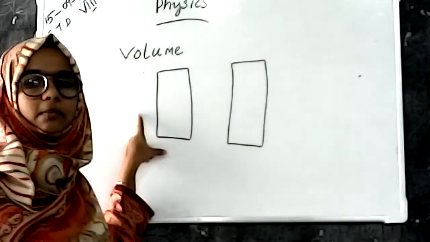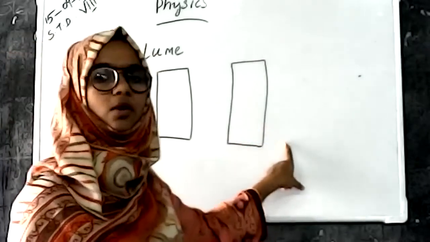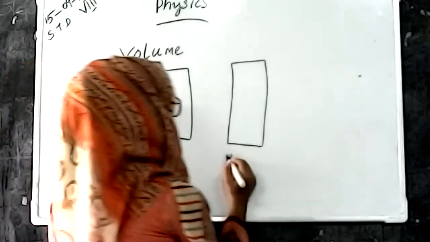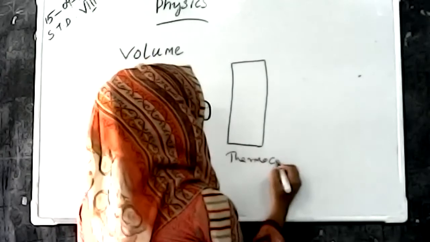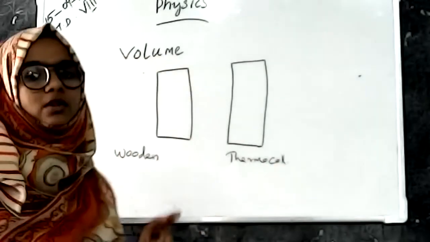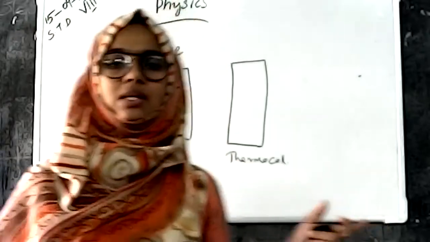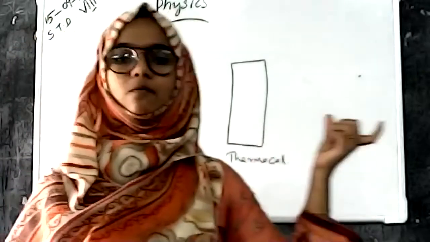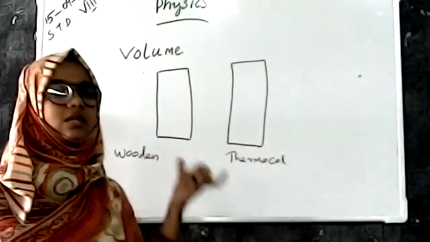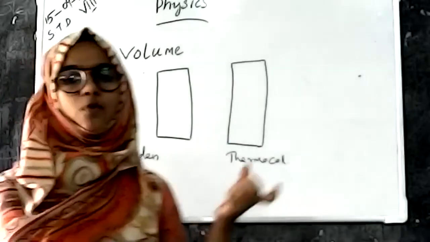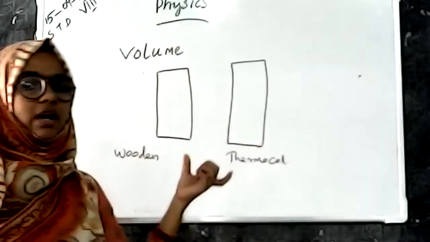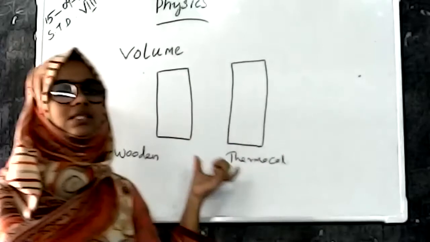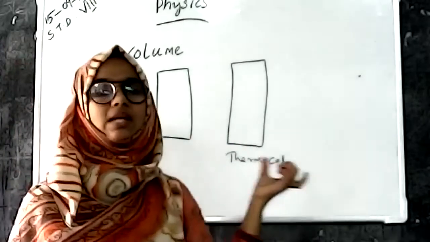For understanding the volume of substances, we are considering two blocks. One is a wooden block and the other one is a thermocol block. Consider that these two blocks have the same volume. How can we find that these two blocks have the same volume, and define volume? These two blocks have the same length, same breadth and same height.